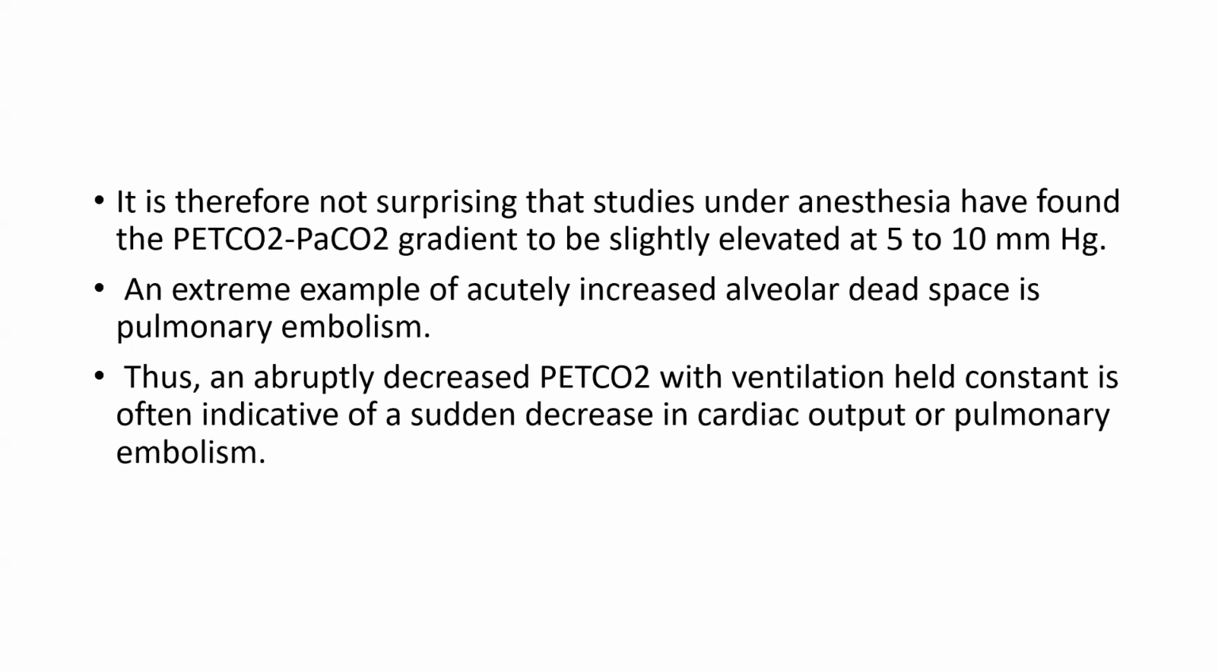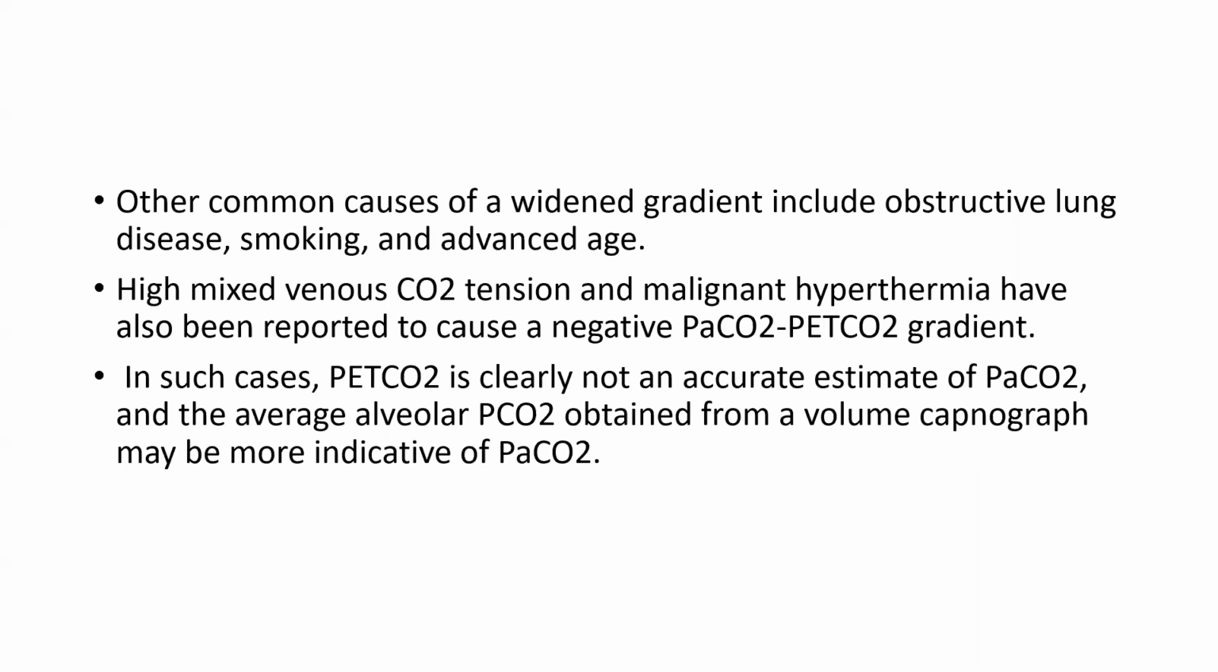An extreme example of acutely increased alveolar dead space is pulmonary embolism. Thus, it abruptly decreases EtCO2 with ventilation held constant and is often indicative of a sudden decrease in cardiac output or pulmonary embolism. The other common causes of a wide gradient include obstructive lung disease, smoking, advanced age, and the mixed venous CO2 gradient. Malignant hyperthermia has been reported to cause a negative PaCO2 and EtCO2 gradient.